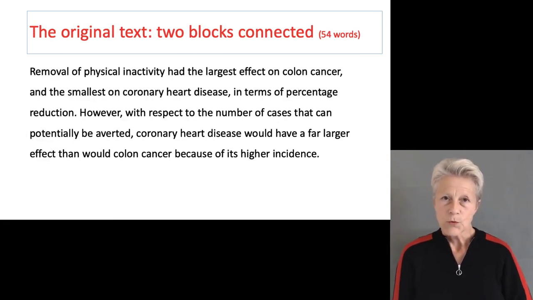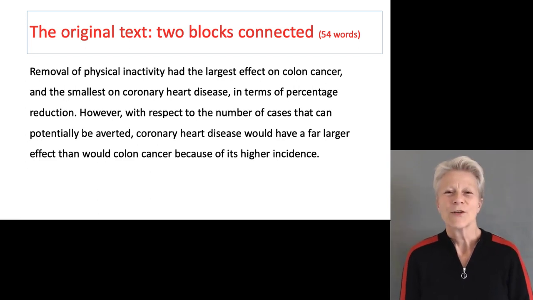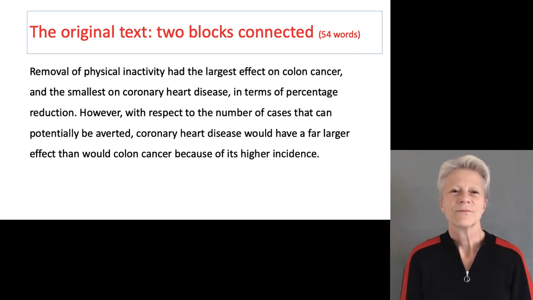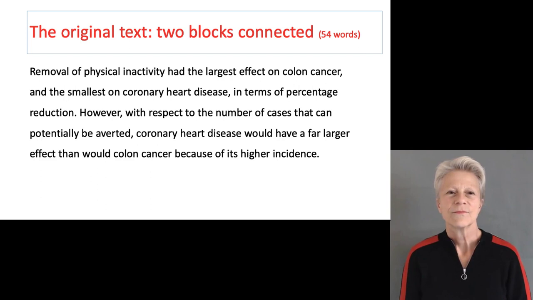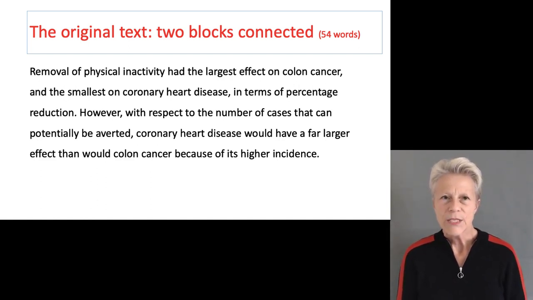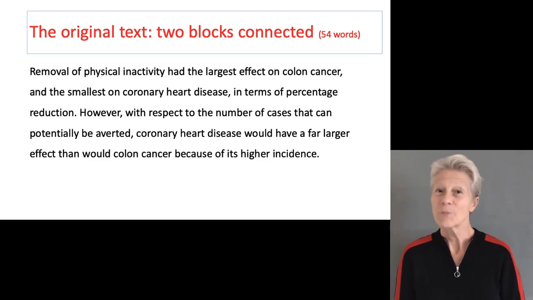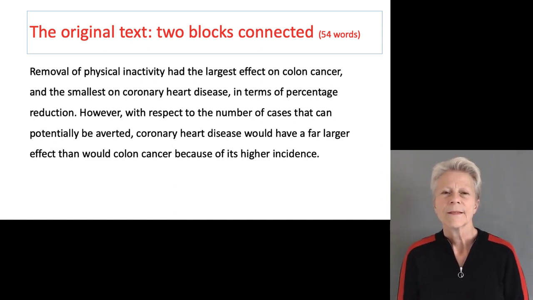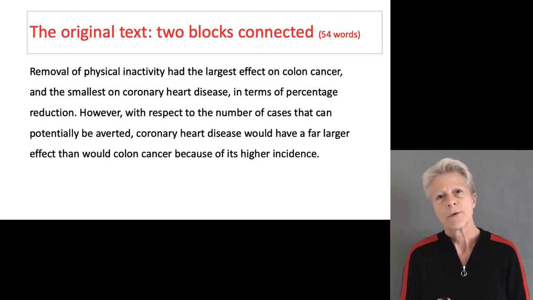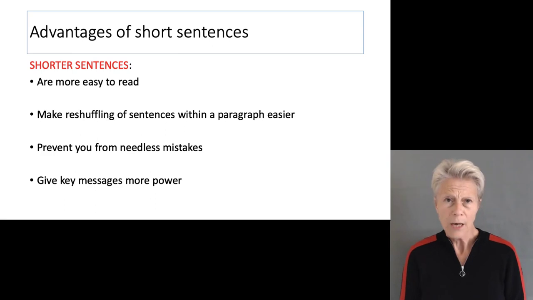The original text, which I have been working on, reads as follows. So now you see here the information is packed in 2 blocks, connected by a linking word, our beloved however. Well, that works better, right? Apparently, short and long sentences both have their own merits and shortcomings. Let's have an overview.